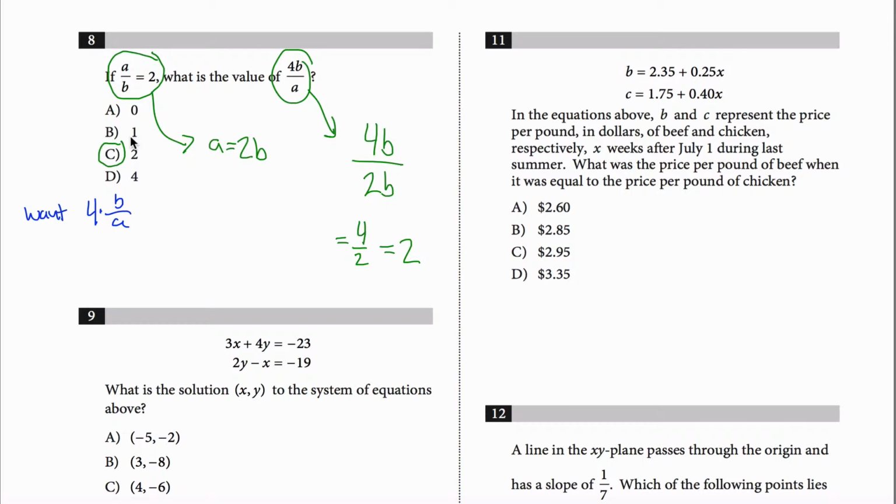I don't know what B over A is, but I do know that A over B equals 2. If A over B equals 2, then B over A equals 1/2. So I get 4 times 1/2, which gets me to the exact same 2. How did I know that if A over B equals 2, B over A equals 1/2?